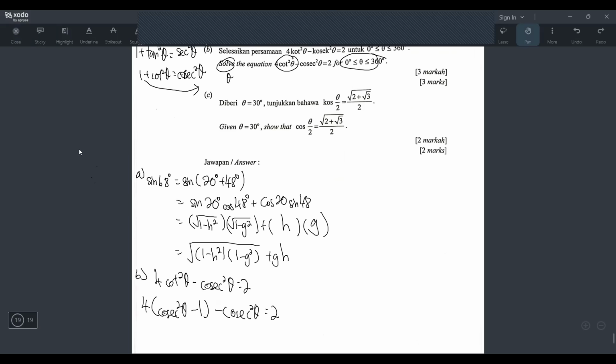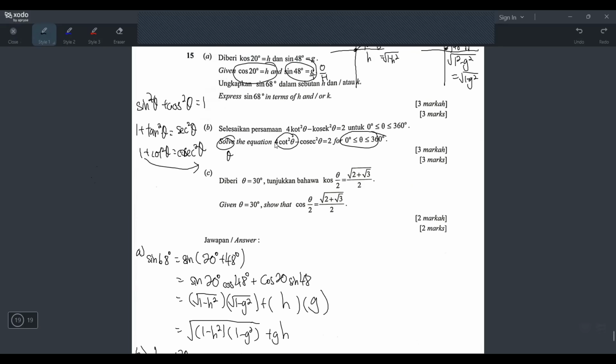But of course, there's another method, where you don't change the cot square, you leave it, and you change the cosec square instead. You change the cosec square to 1 plus cot square. Can also. But if you want to do it like this, then make sure you don't change the cot square. Means you only change the cosec square, right?